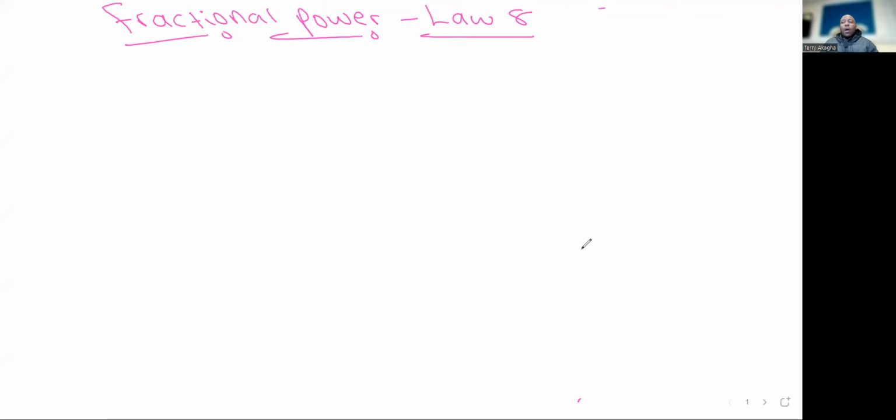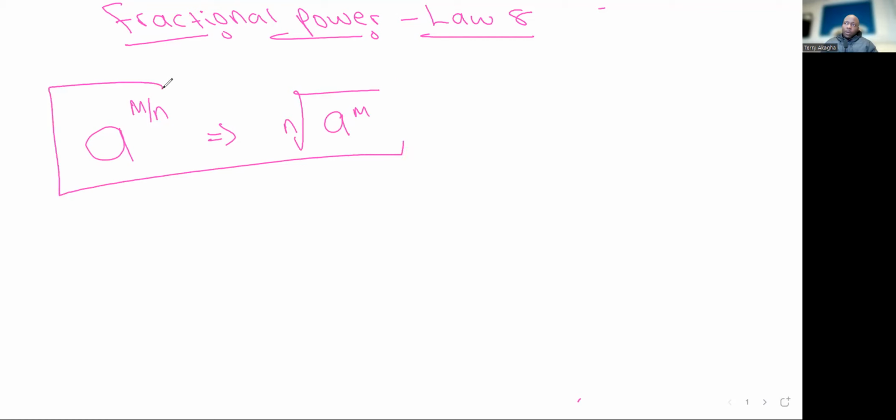All right. So the fractional power law is similar to the laws of indices. So remember the laws of indices. I told you that a raised to the power m over n is equal to the nth root of a to the power m, where the n here represents the nth root, while m is the power of a. Does that make sense? We talked about this extensively in one of the laws of indices. So this is exactly the same thing in exponent.